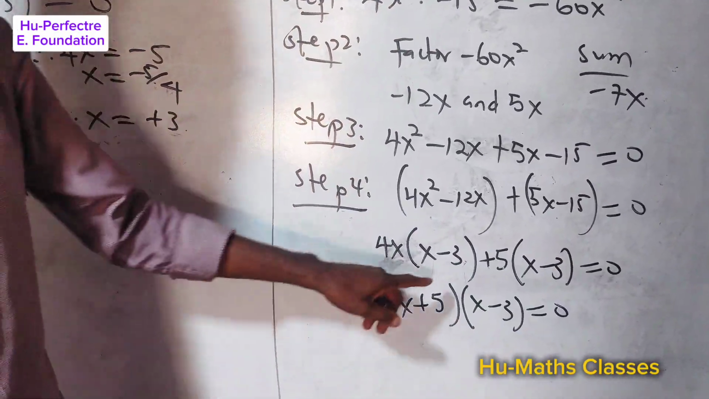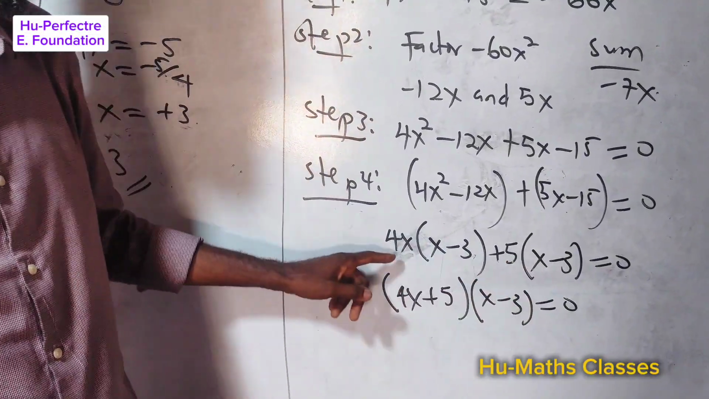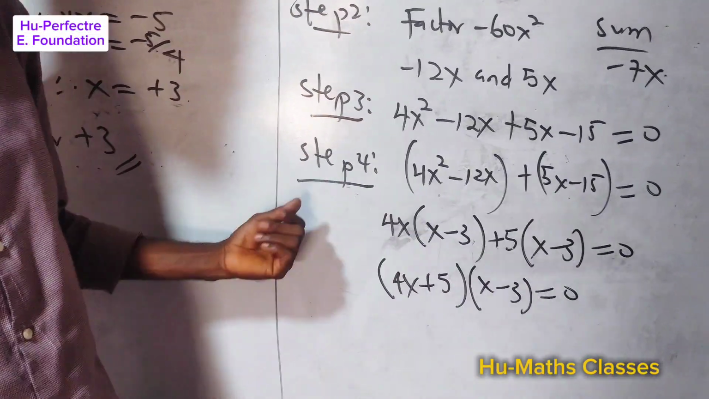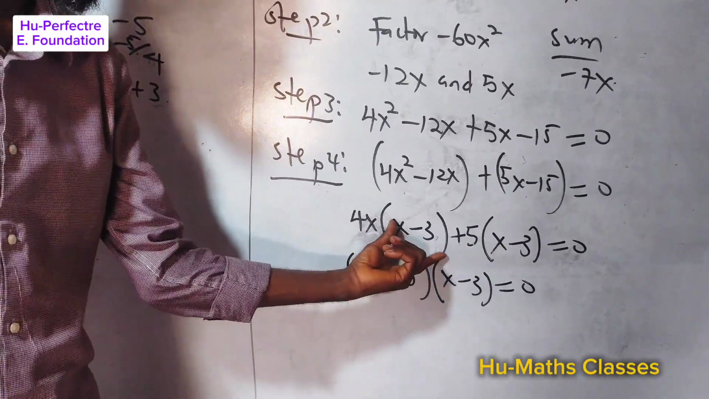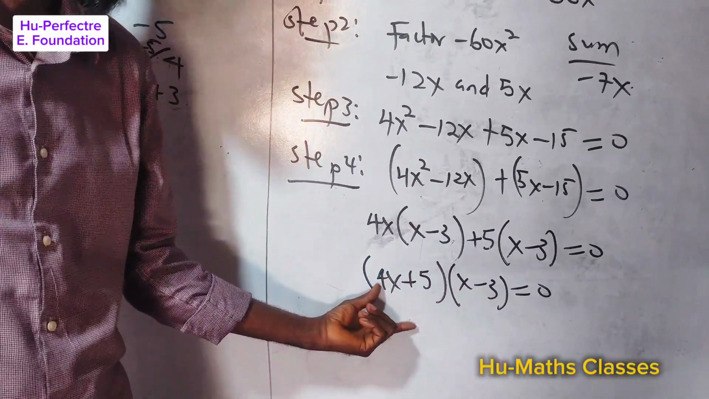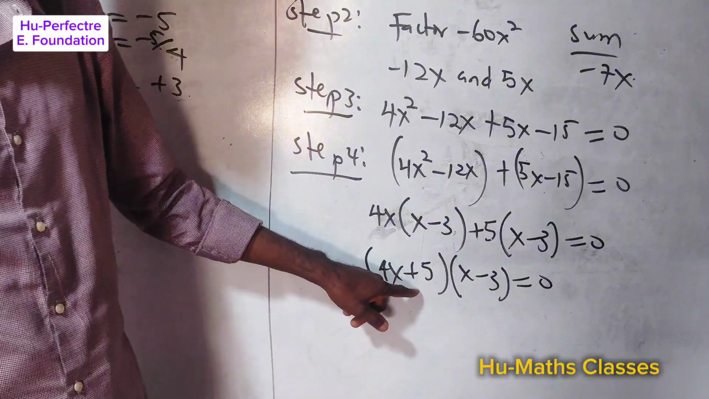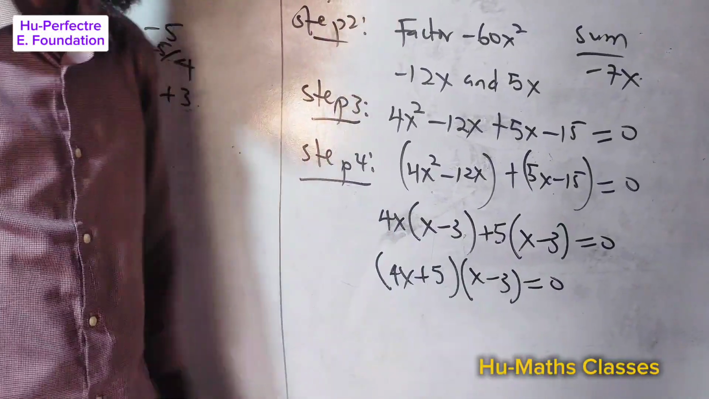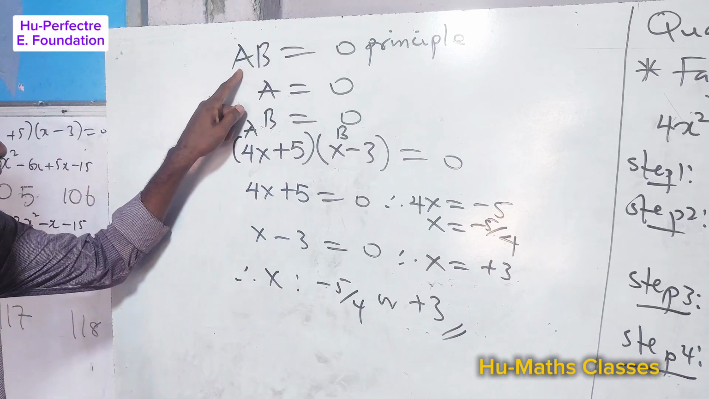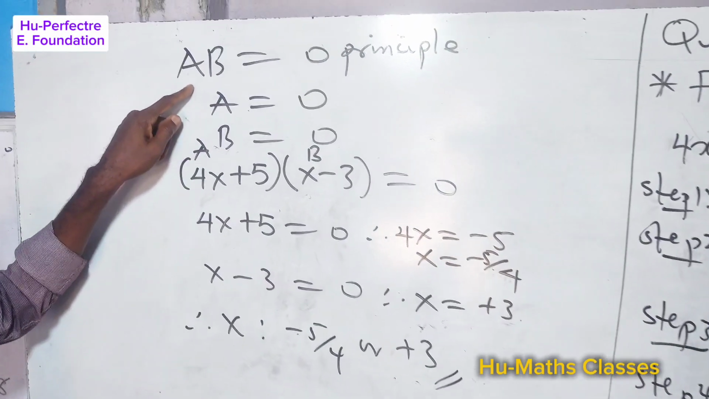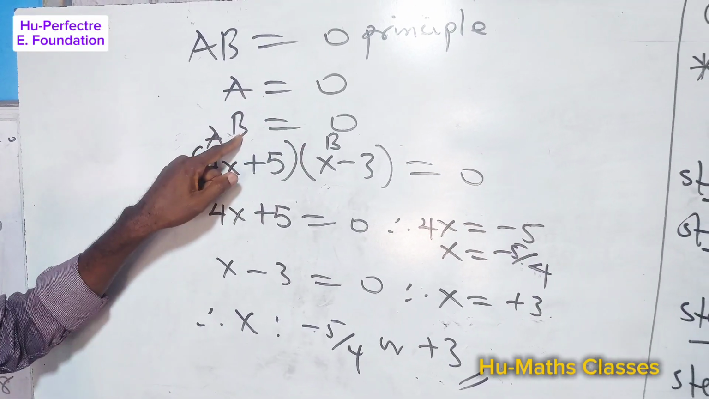Then we notice that the two brackets are the same. So we're going to pick up the numbers outside the bracket, 4x and 5, so make a new bracket. Then pick one of the brackets to multiply with the new bracket we've made. That will give us 4x plus 5 into x minus 3 is equal to 0. Now we can apply the AB is equal to 0 principle that states that if AB is equal to 0, then A is equal to 0 or B is equal to 0.